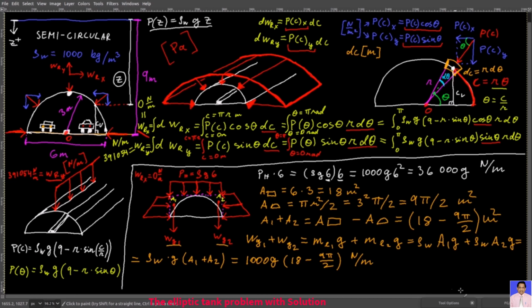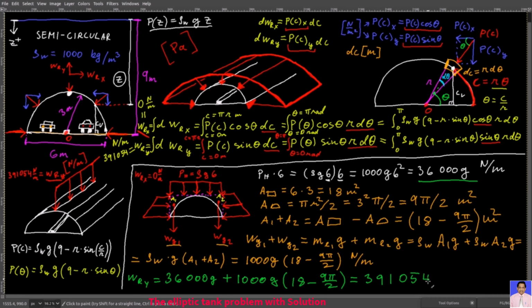That means that WRY equals 36,000 G, which is this one here, plus all this, which is this one here. And if you add it all together, you get 391,054 newtons over meter. And look, the same answer that you had before when you used integration. However, this method is much easier. Wouldn't you agree? Thank you very much.